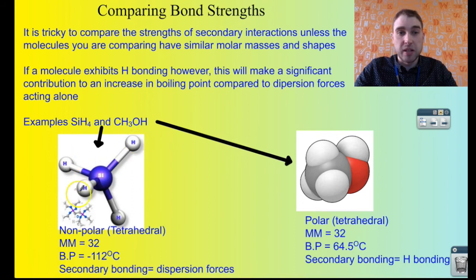So the delta-positive here, here, and here, the average of those positions is in the middle of the silicon atom. So the center of partial positive charge is the same place as the center of partial negative charge. So we're not going to get anything other than dispersion forces between the molecules. Whereas with methanol over here, we have the oxygen-hydrogen bond, so we're going to get hydrogen bonding between the methanol molecules, and that's the reason why SiH4 has a boiling point of minus 112 degrees Celsius, whereas methanol is 64.5 degrees. So there's a big difference in boiling point there.